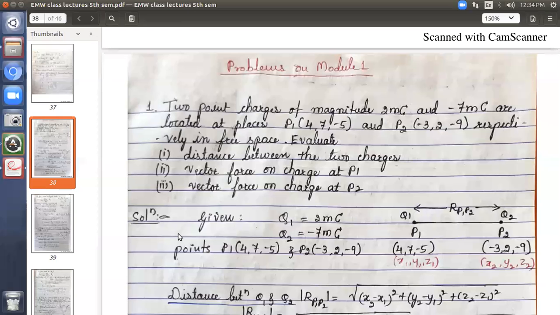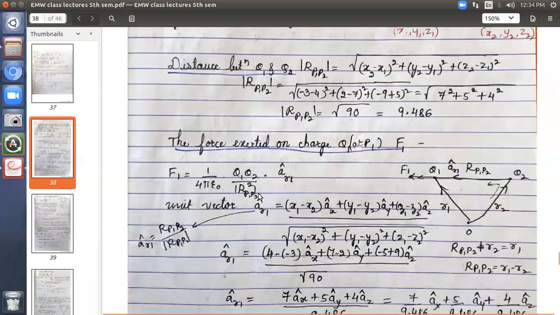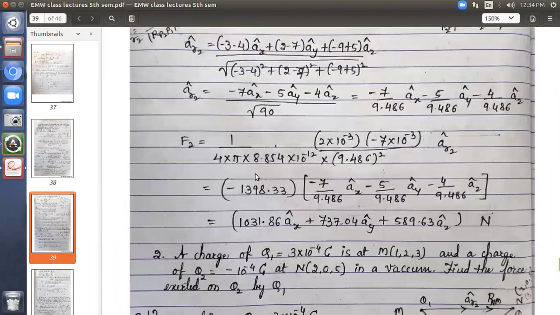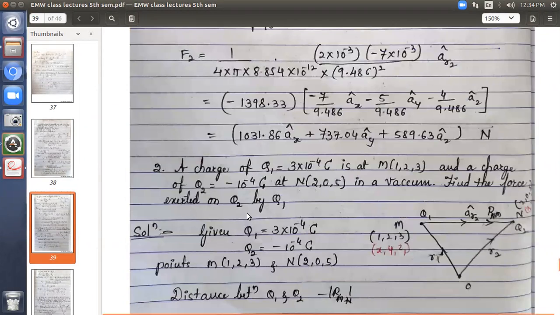We have already started with Coulomb's law, the Coulomb's law of force. We started with this first problem. Already we have discussed how to find the force on both the charges, F1 and F2 both. And a similar kind of problem was given as a work to you.